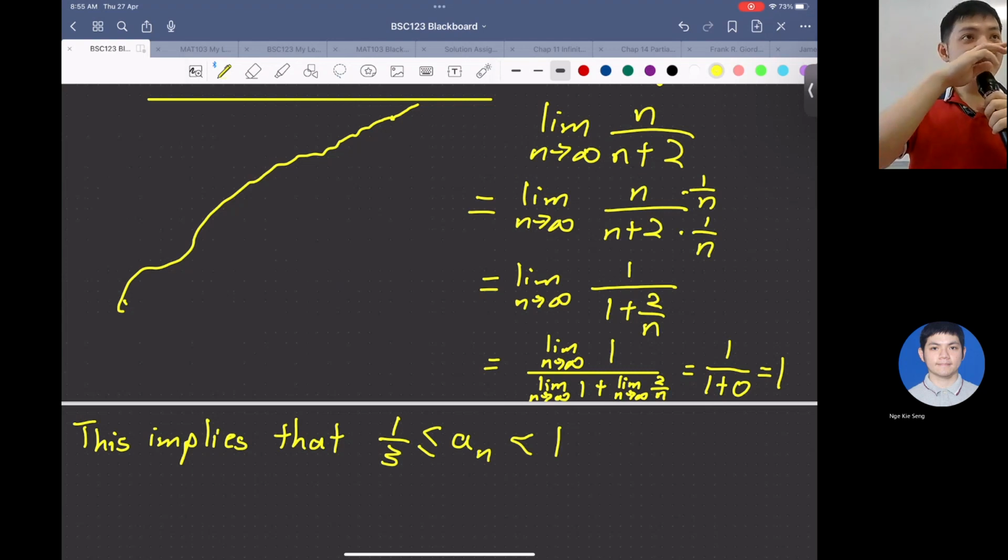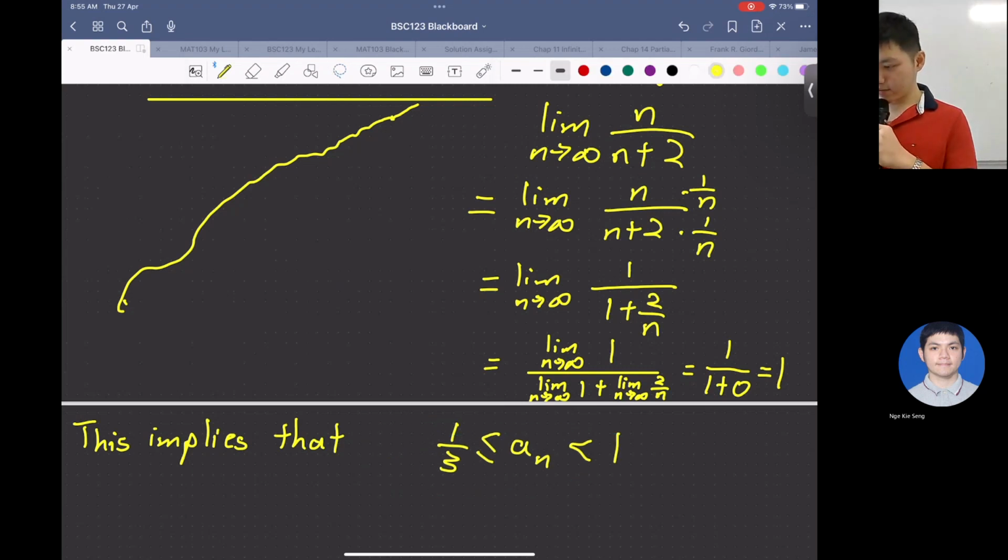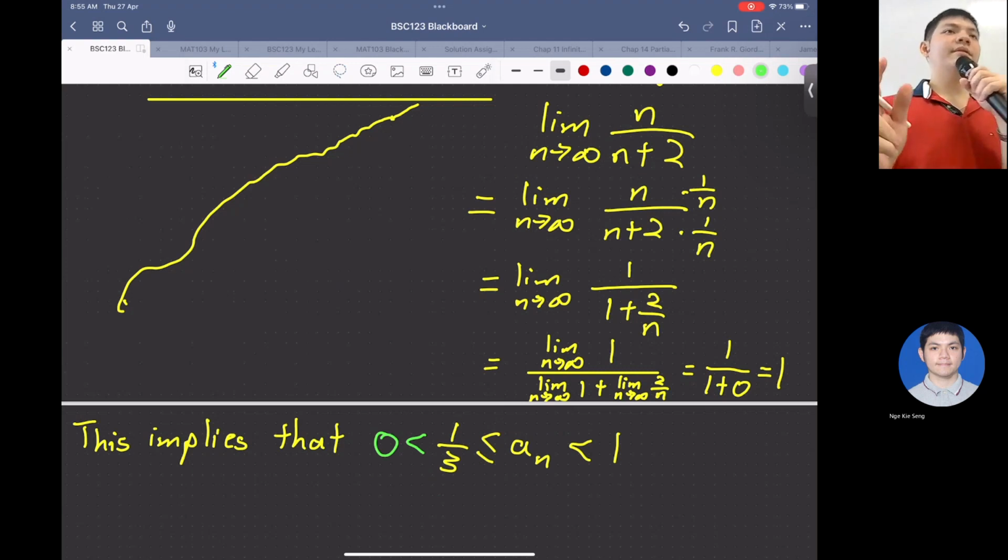Above, bounded below by 0. You also can make it bounded by 0, but I would say that 1/3 is a better bound. You can bound it by 0, but 1/3 is a better bound, right? Yeah, both. It can be bounded below by 1/3 and 0. But 1/3 will be a better bound, right? Because you are closer to your sequence.